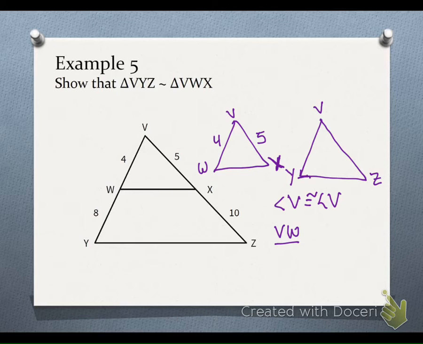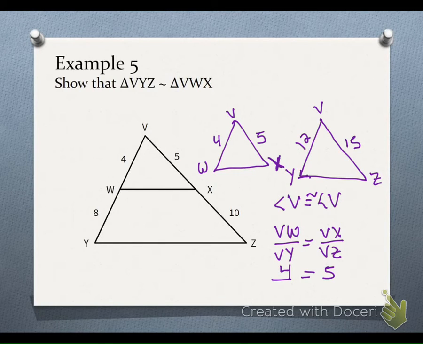So we have VW over VY, and then we have VX over VZ. We know the top ones, which are going to be 4 and 5. But we've got to figure out the length of VY. How long is the whole length of VY? 8 and 4, right? So 8 plus 4 is 12. On this side, it's going to be the whole length of VZ, which is 5 and 10, which is 15.